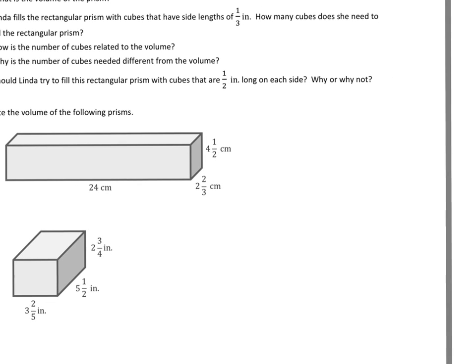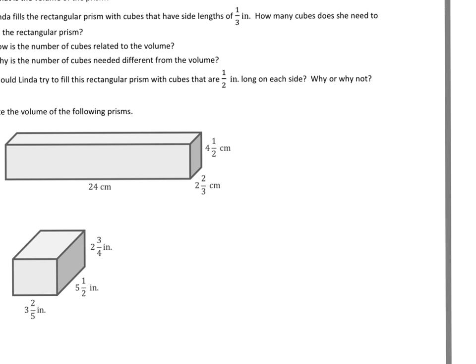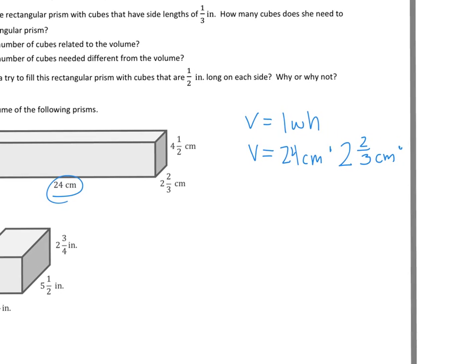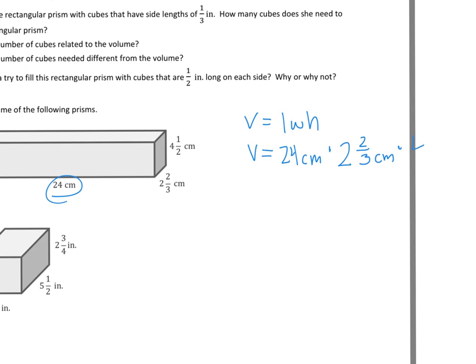So we have a rectangular prism. And I know that I have two formulas I can look at. The one that I'm going to look at is length times width times height. So now I'm going to plug in. My length is 24 centimeters. I'm going to multiply that by my width of 2 2/3 centimeters, and then by my height, which is 4.5 centimeters.